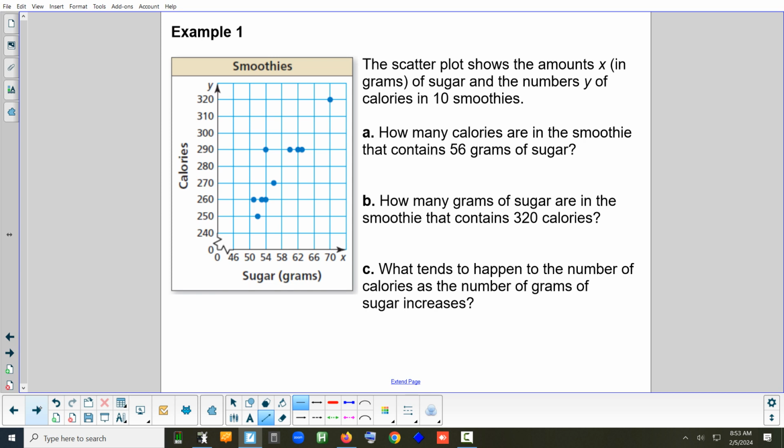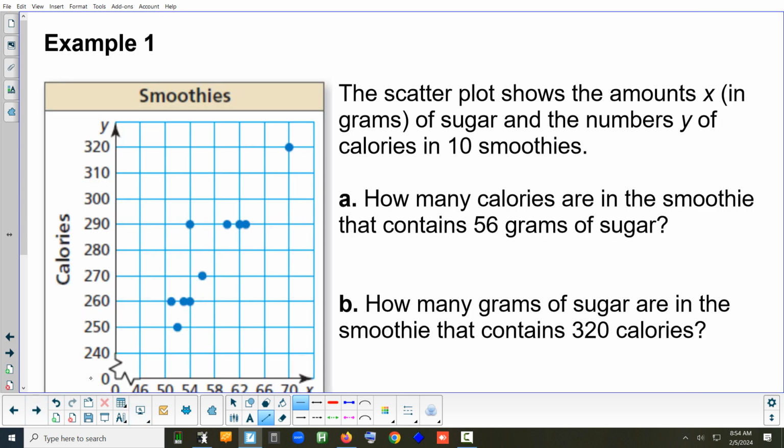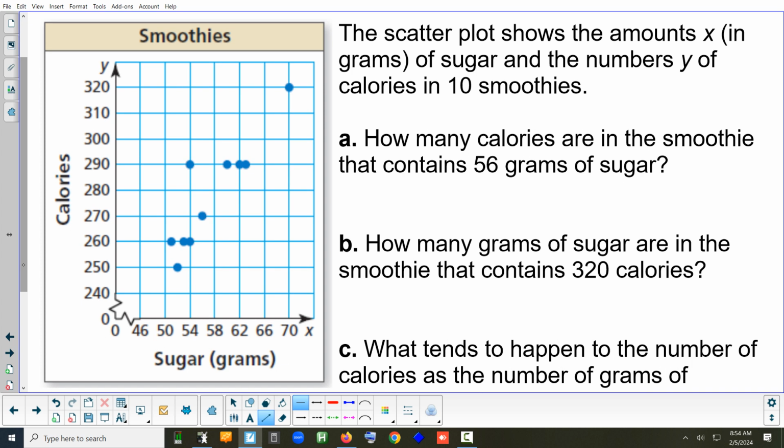So it says, how many calories are in the smoothie that contains 56 grams of sugar? All right, so how would you figure that out? Which dot there is the one that's the 56? Yep. The 270? Yeah, it's the one that's at the 270. I'll just make it a different color. There's no other dot that's at 56 grams of sugar. Looks like there might be a couple at 54, but 56? Yep, there's only one dot.